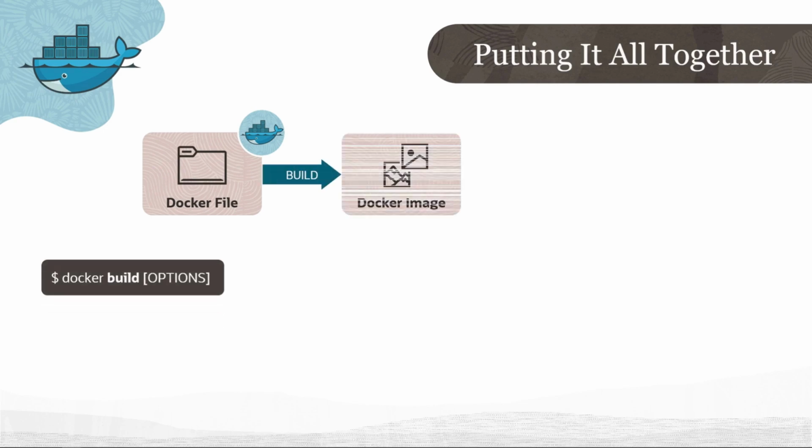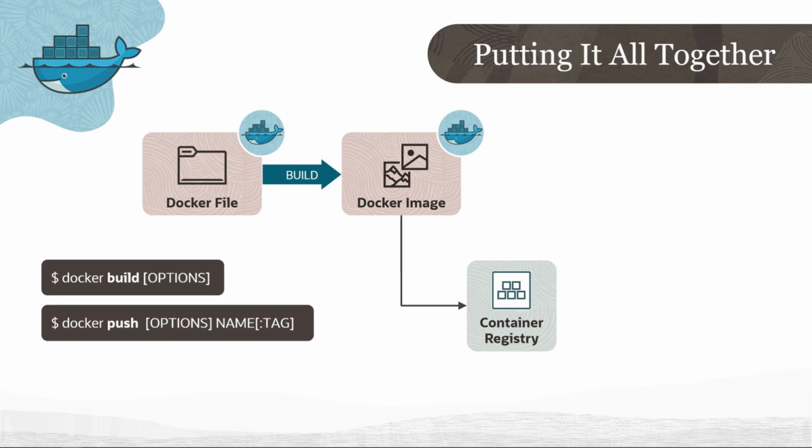So putting it all together, let's summarize the entire learning using an illustration. The developer creates a Dockerfile, which consists of syntax for defining the steps needed to create the image and run it. We use the docker build command to create the image according to those specifications. We then push the image to a Docker registry, in our case OCIR, that is Oracle Cloud Infrastructure Registry, also known as OCI Container Registry.